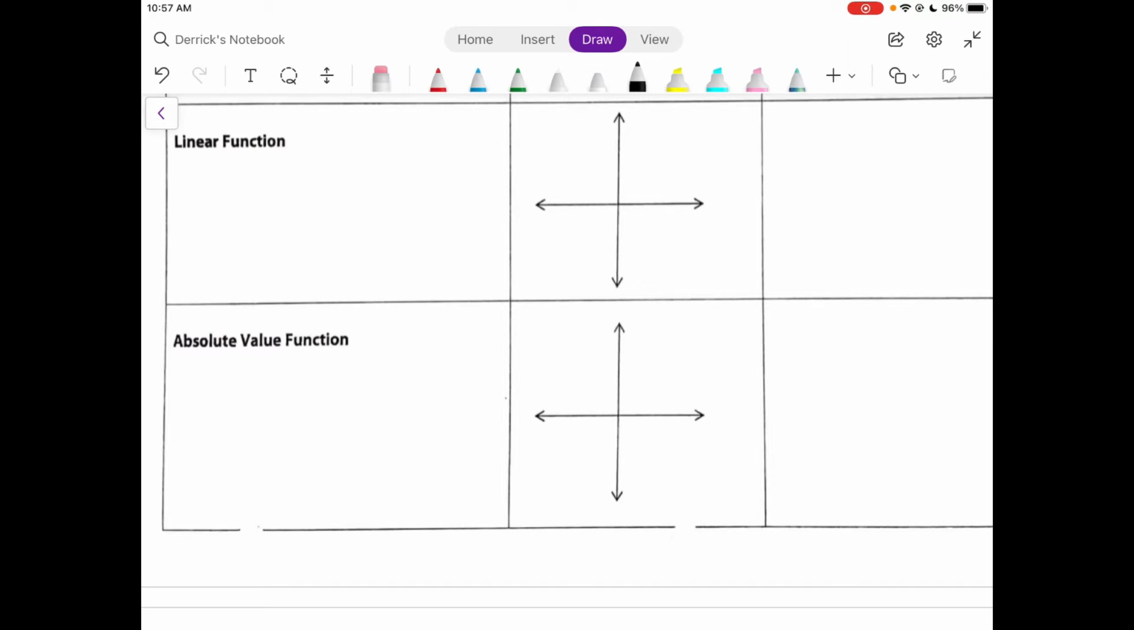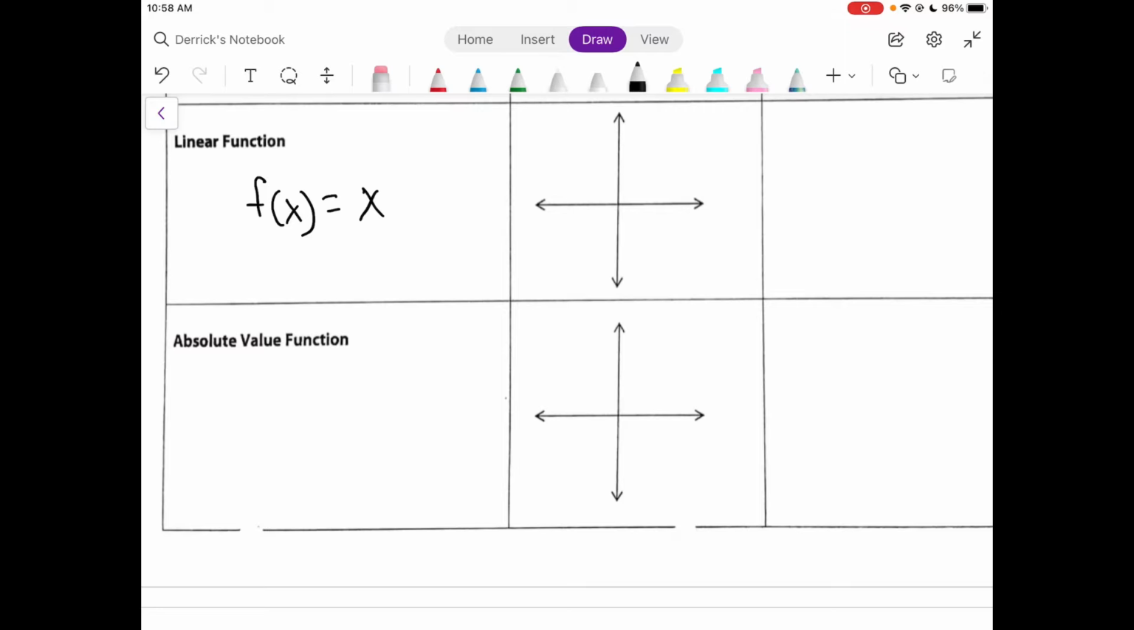linear function. A linear function, or the simplest version of a linear function, would simply be f of x equals x, meaning what makes a function a linear function is when you have x to the first as the degree, meaning the highest exponent.